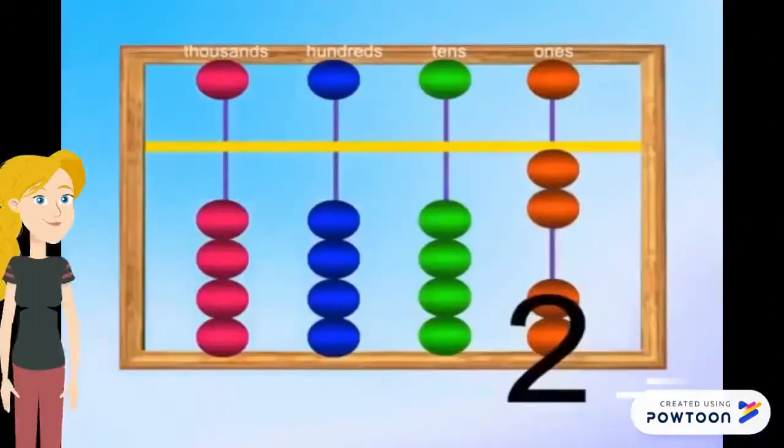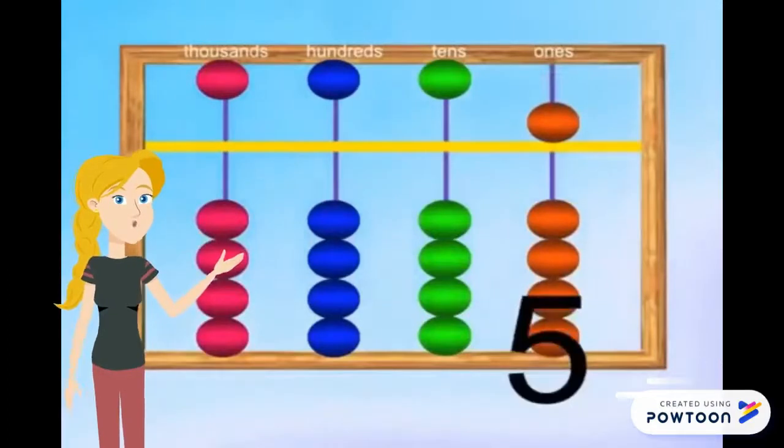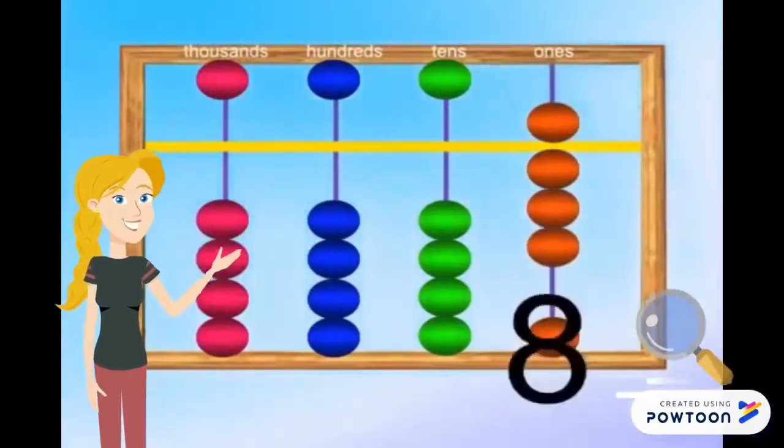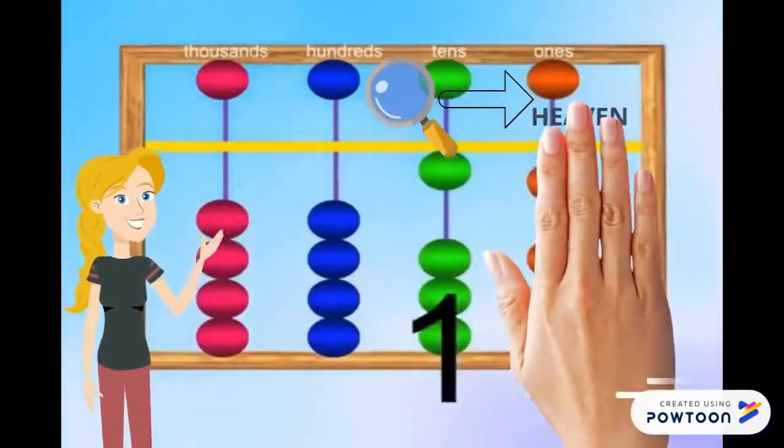The rods are divided into two parts. The upper part was known as heaven, and the lower part was known as earth.